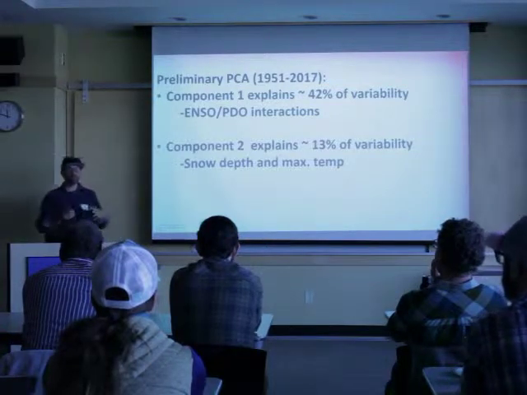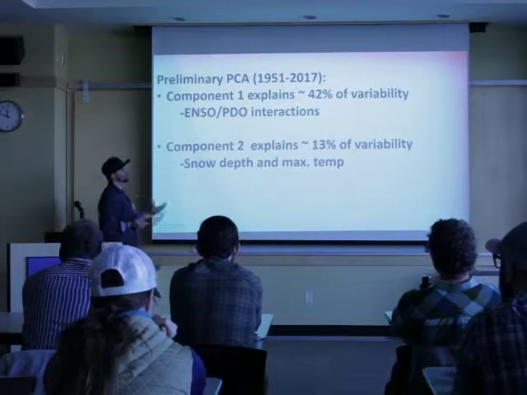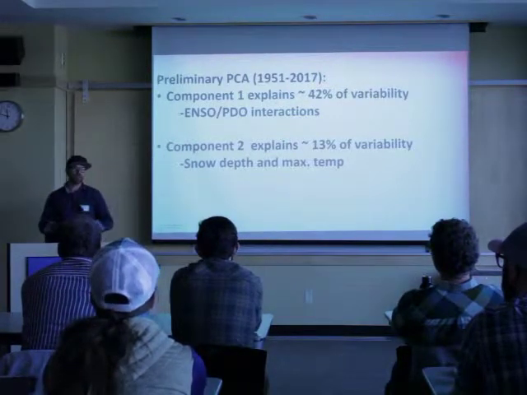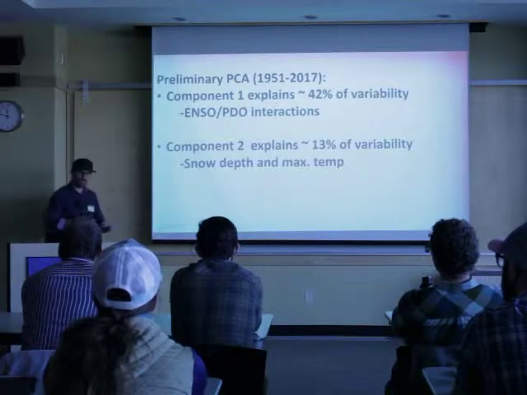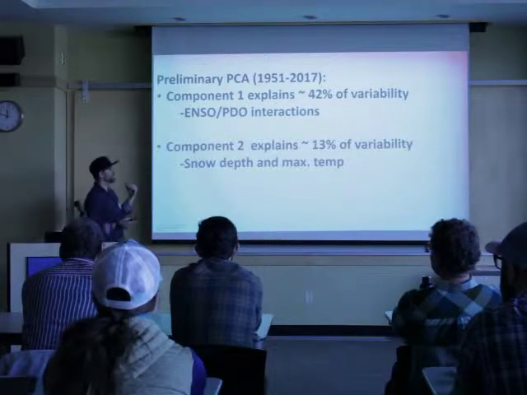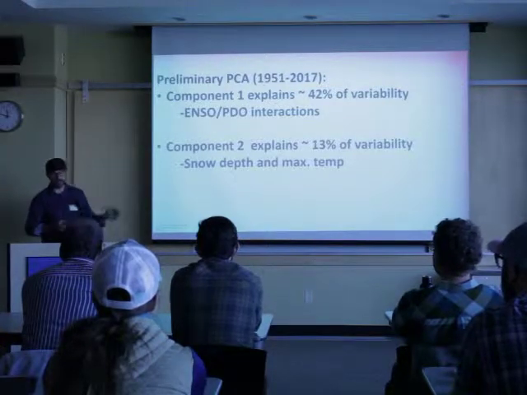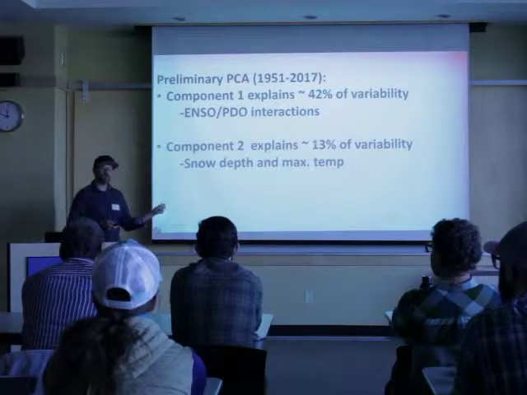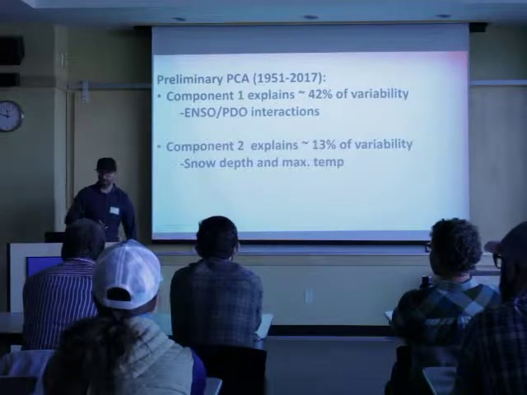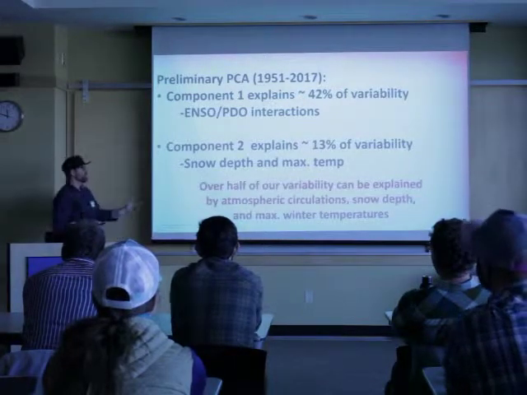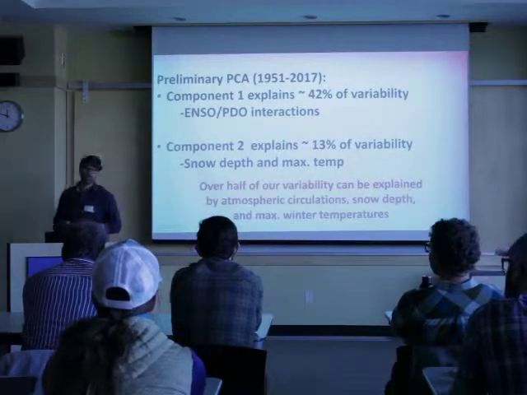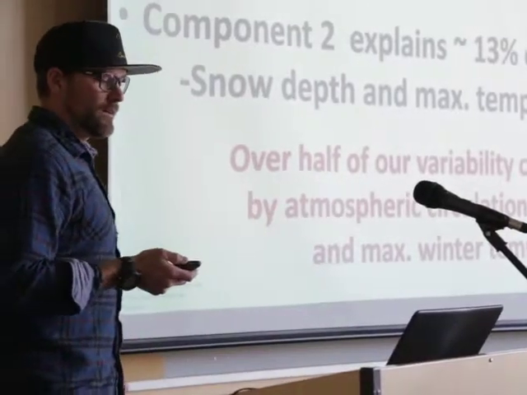So we basically put it all into a bowl, did something called a principal component analysis, and our first component teased out an interaction between El Nino and PDO, which makes sense. Those two are pretty well interrelated, and that explained about 42% of the variability of our large magnitude years in a time series. Our second component was snow depth and annual winter maximum temperature, and that explained about 13%. So over half of our variability can be explained by atmospheric circulations, snow depth, and max winter temperatures, so the combination of all of these things.